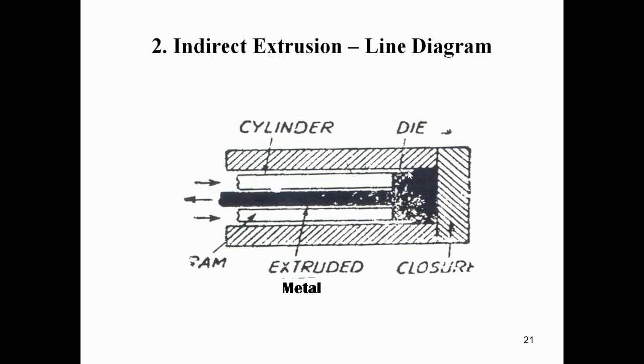Next one is indirect extrusion. This is the line diagram of indirect or backward extrusion. You can see the parts here: die, cylinder, ram, extruded metal, and closure.